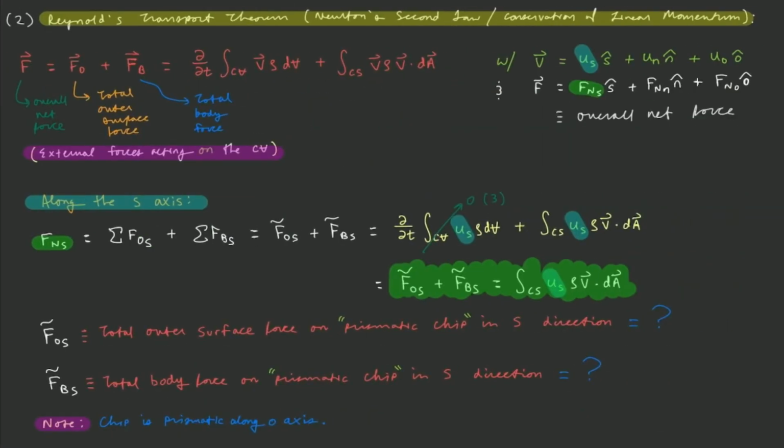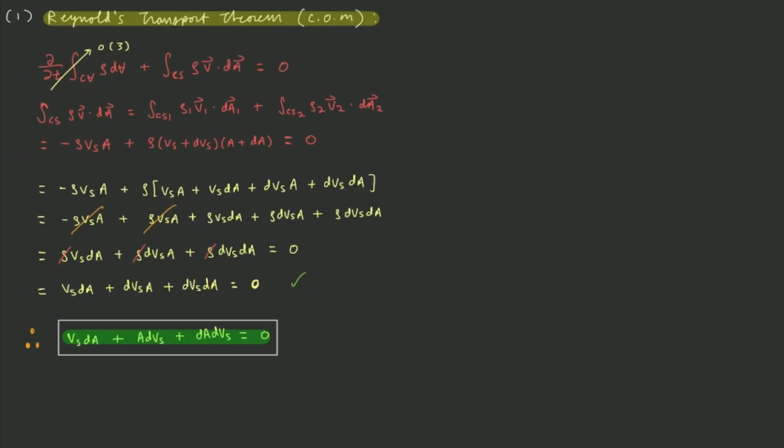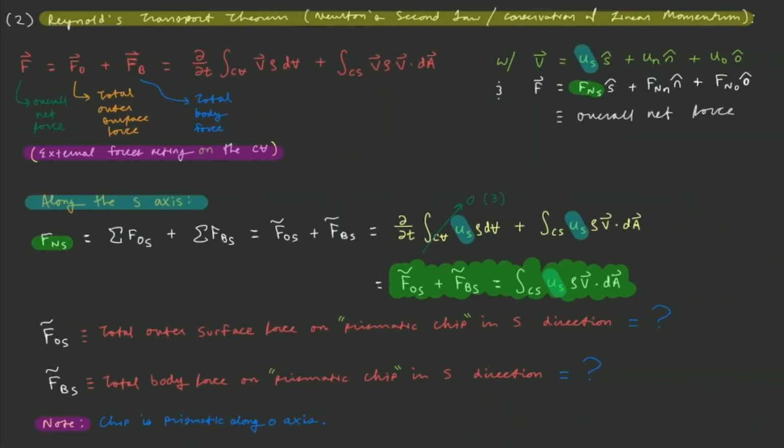We'll go into that right now. If we look at Reynolds Transport Theorem for Newton's second law, before we looked at it for conservation of mass, now we're going to look at it for Newton's second law, or the conservation of linear momentum. You can see it's a little bit more complicated now. Reynolds Transport Theorem for Newton's second law effectively says that the net overall force on the control volume, which you could break down into the total outer surface force plus the total outer body force on the control volume, is equal to the time rate of change of linear momentum in the control volume plus the net momentum flux through the control surface.